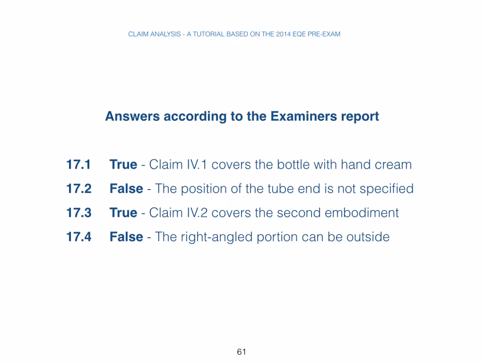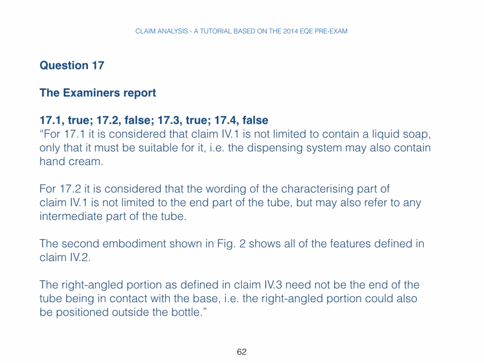So the examiners have said 17.1 is true. Claim 4.1 covers the bottle with hand cream. 17.2 is false. The position of the tube end is not specified in the claim. 17.3 is true. Claim 4.2 covers the second embodiment. And statement 17.4 is false because the right-angled portion of the tube can be outside the bottle. Let's turn to the examiner's comments.